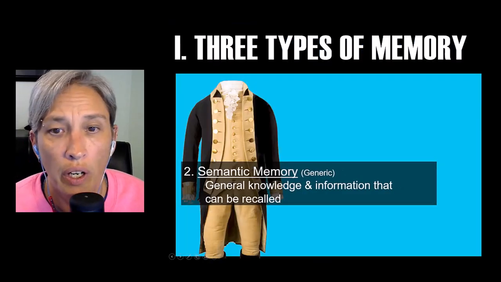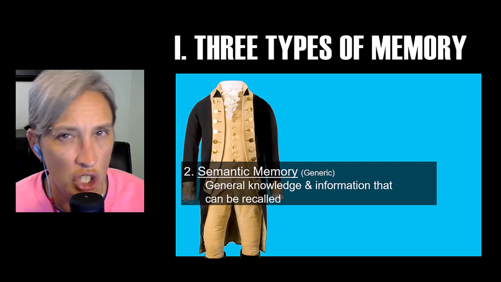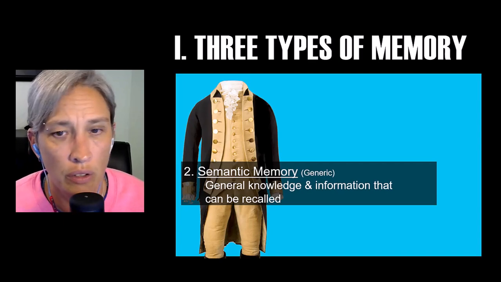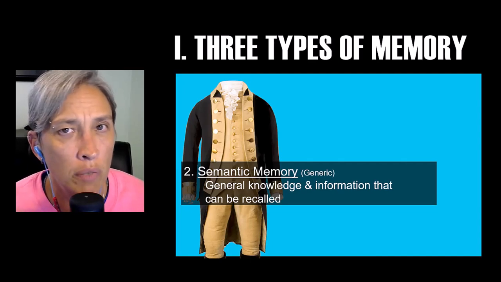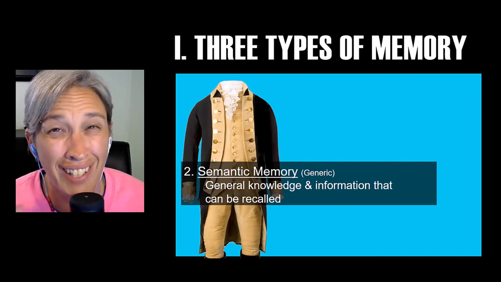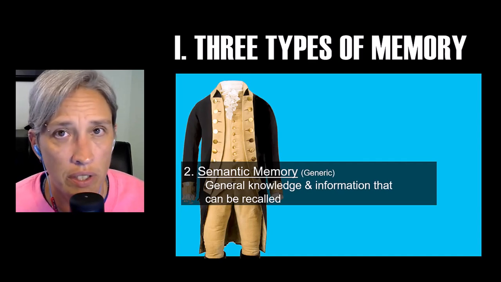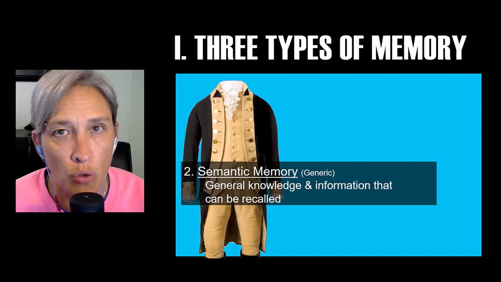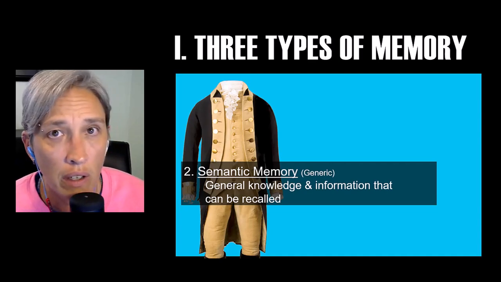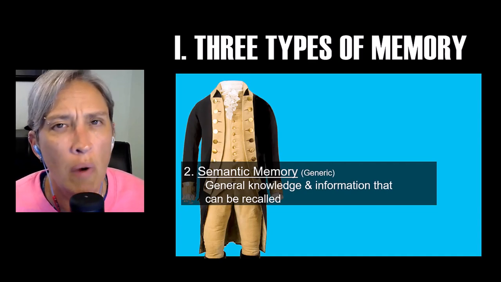Next are your semantic memories, or your generic general memory. It is what you're learning in school. That is general knowledge and information that can be recalled. Now, remember from Unit 6 that we talked about how we have latent learning and we have these cognitive maps. So we have all this learning in our head that we can tap into when we're playing trivia games. We don't know how it got there, but it is there nonetheless. It's a part of our memory.